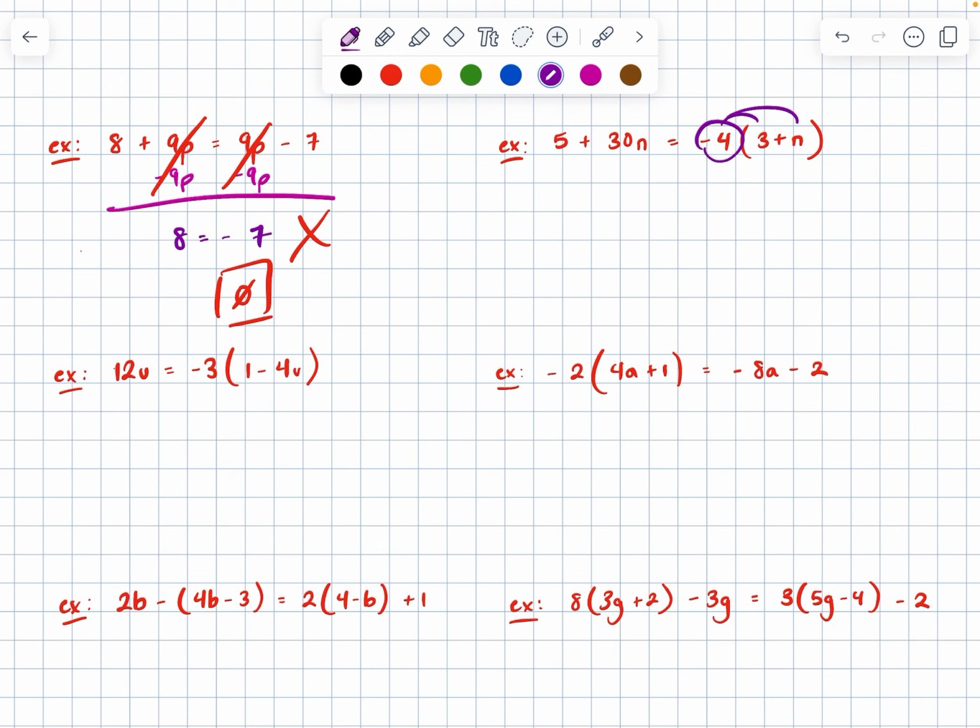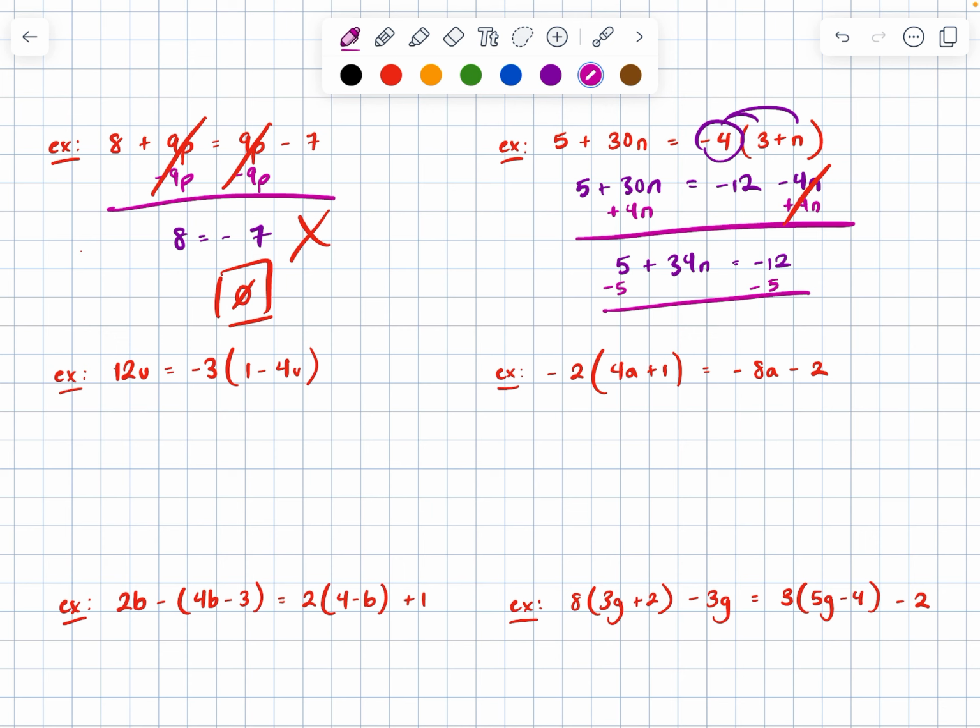Cool. 5 plus 30n equals negative 4 parentheses 3 plus n. Same idea. Use some distributive property. Here 5 plus 30n. Negative 4 times 3 is negative 12. Negative 4 times n is minus 4n. And from here, I'm just going to combine some like terms by using some inverse operations. So here, let's add 4n to both sides. I usually like it when the variable has a positive coefficient, but it doesn't really matter. On the right side, they undo each other. On the left, I get 5 plus 34n equals negative 12. Let's subtract 5 from both sides.